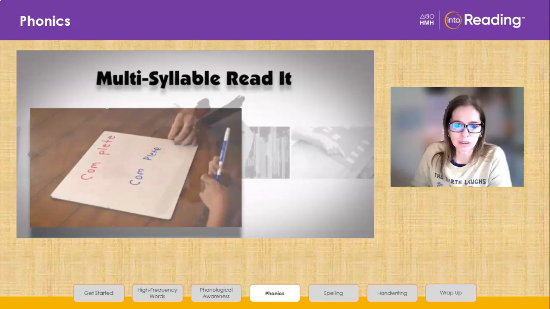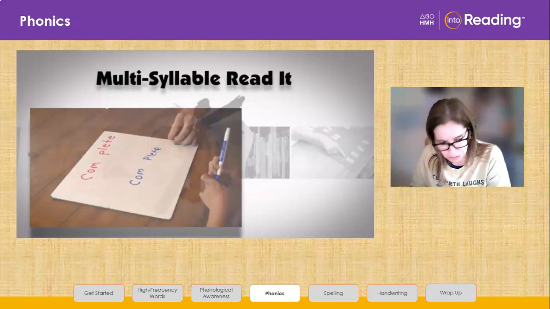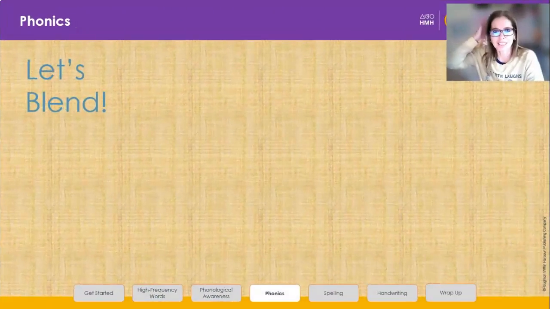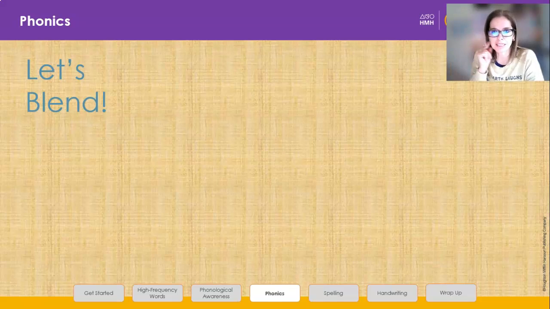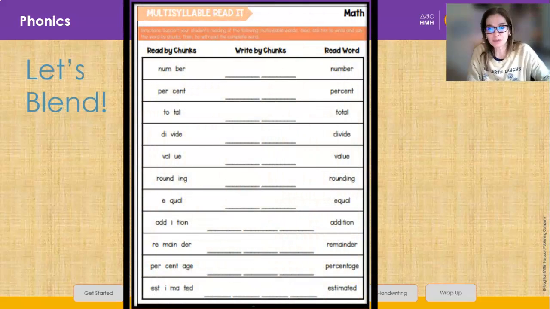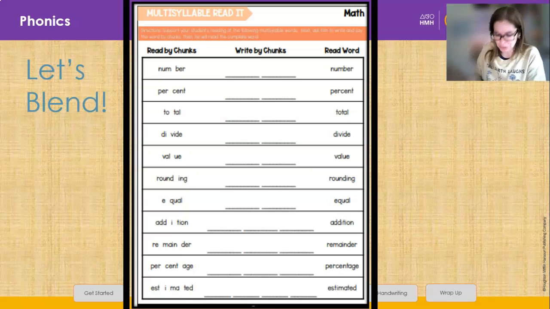So today in your seesaw activity, let's see what you will do, all right? Okay, so in your seesaw activity, immediately after you watch this video, you are going to head over and you are going to see this page. Remember I said we're going to do multi-syllable read it using math words and science words and social studies words and all the words, because reading isn't a subject, it's a skill. So let's use our reading skill in math.